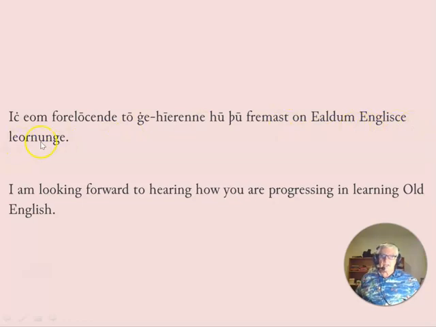Now, Old English lerununga is all in the dative. Fremast is the accusative noun for progress. How you progress. So you can work that there. I am looking forward to hearing how you are progressing in learning Old English. I am looking forward to hearing how you progress in Old English.